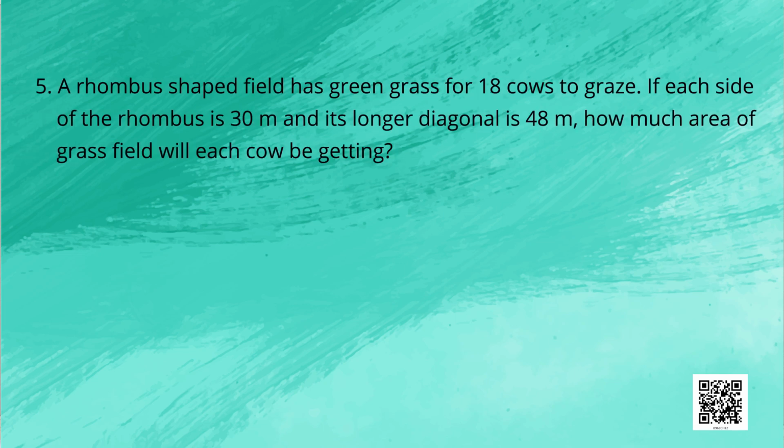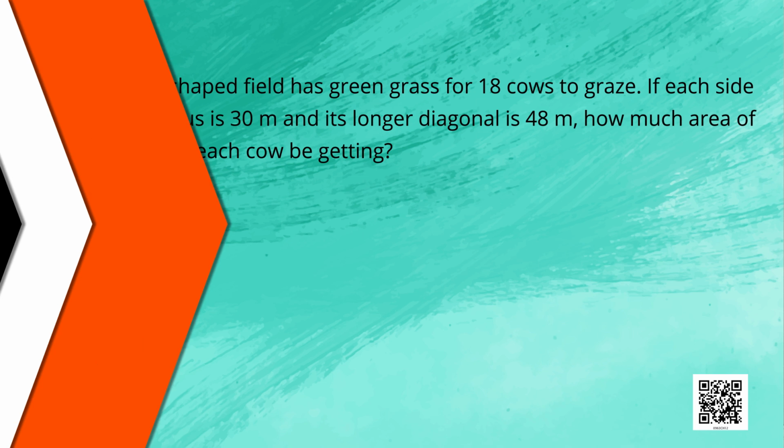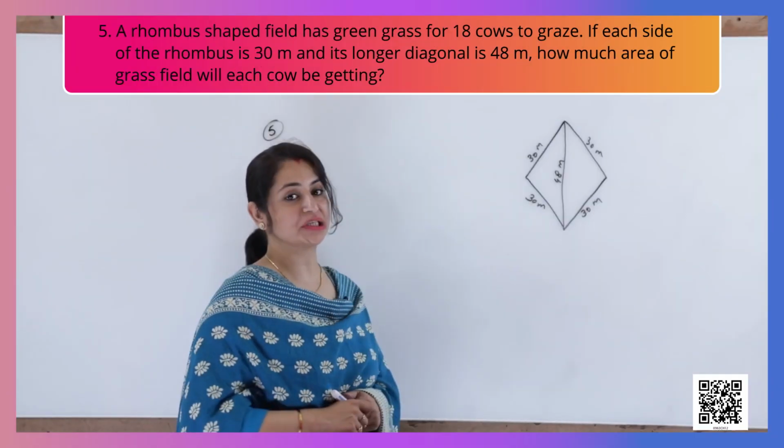Moving to the next question, question number 5. A rhombus-shaped field has green grass for 18 cows to graze. If each side of the rhombus is 30 meters and its longer diagonal is 48 meters, how much area of grass field will each cow be getting? So here is that rhombus-shaped field.